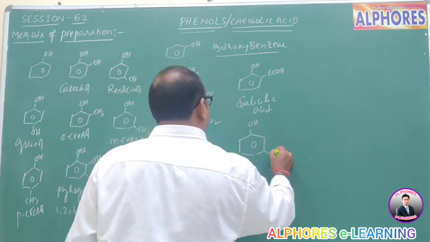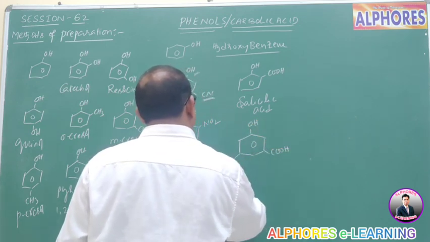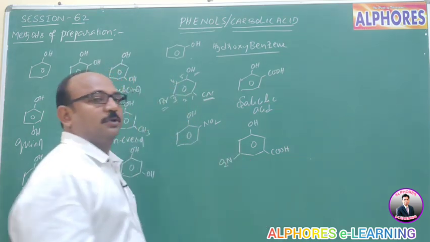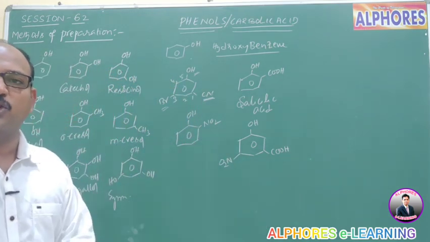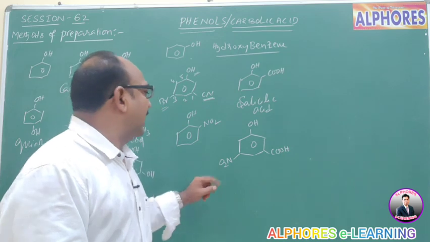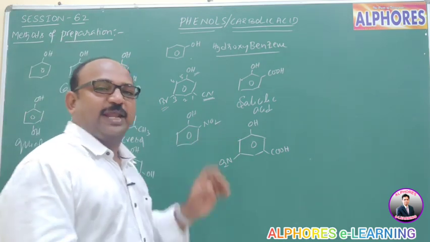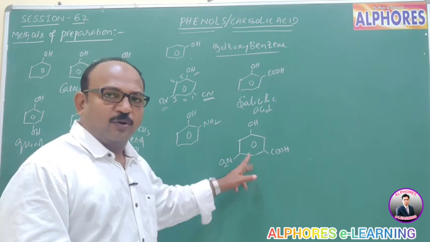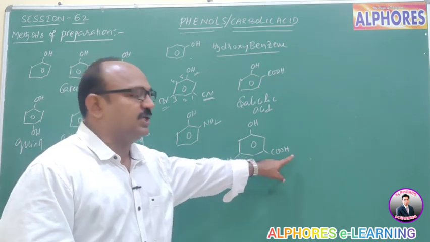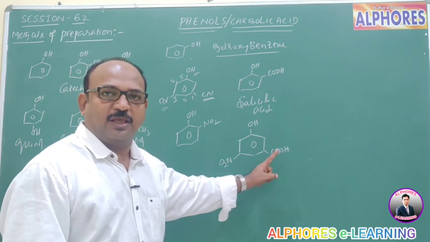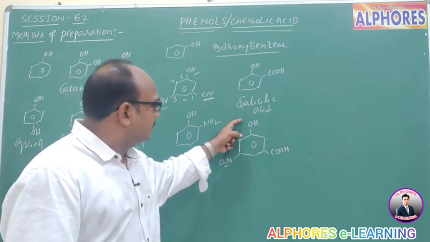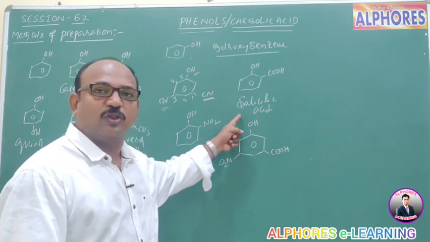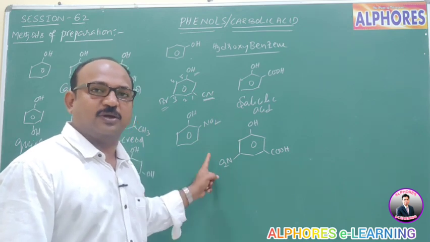Now try to name this one. Which one is the functional group? Out of these three, which one acts as a substituent and which one acts as the functional group? I hope you can easily name this one. The COOH group is the high priority functional group, and in such a case OH and NO2 both become substituents, right?